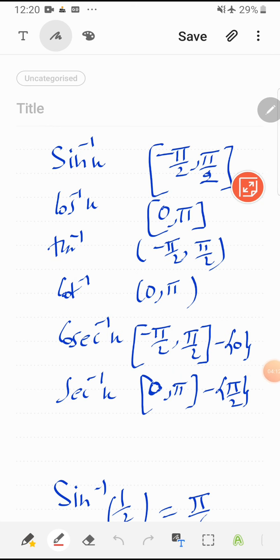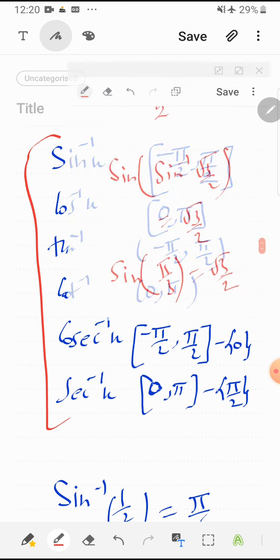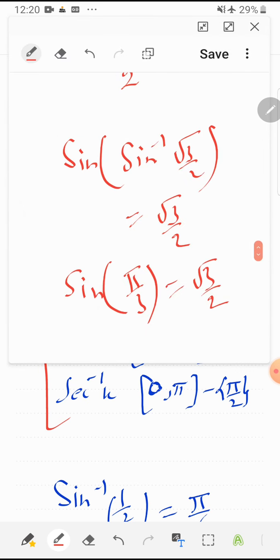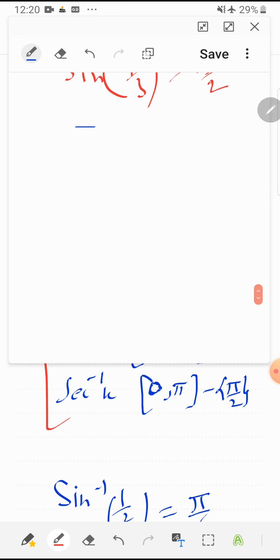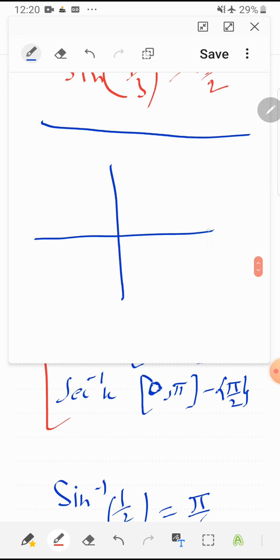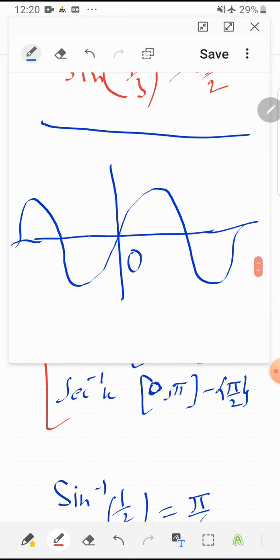Now the next thing is principal value. These are the principal values of inverse trigonometric functions. So what does it mean when we say principal value? To understand principal value, let us consider the trigonometric function again. Suppose we are considering sine x first. So this is the graph for sine x. Everyone knows this is a rough sketch of the graph of sine x.